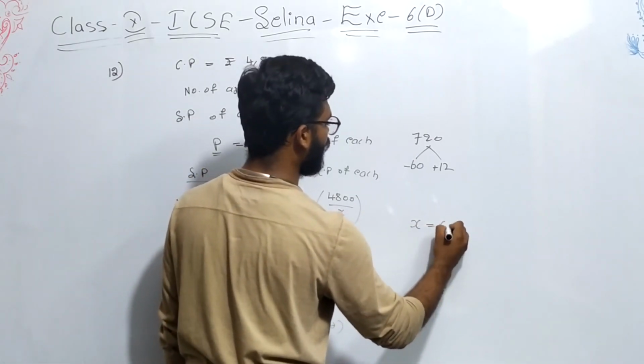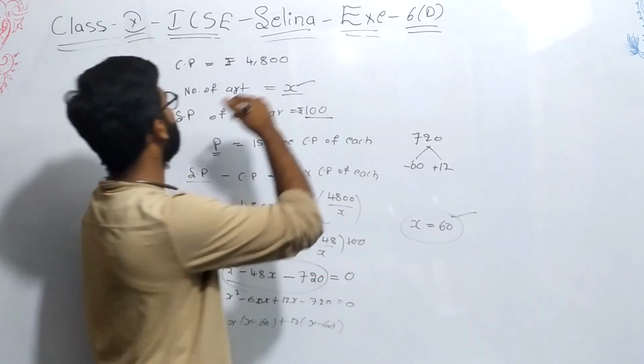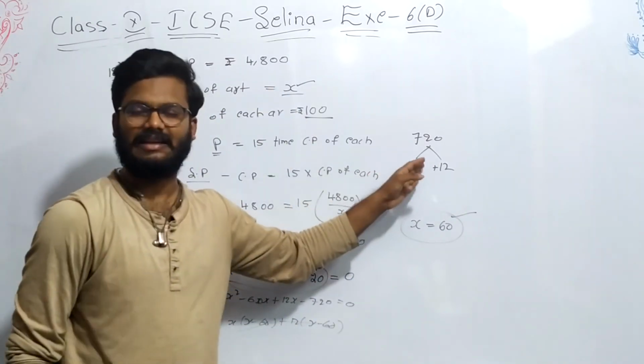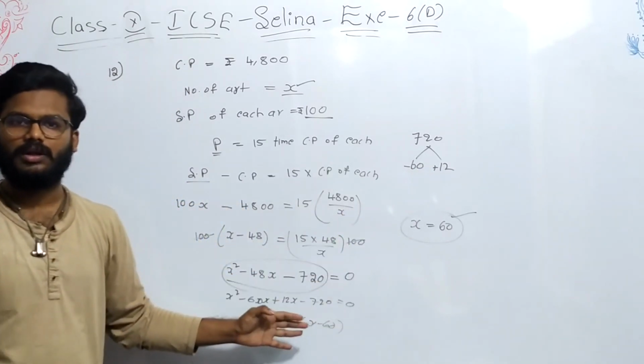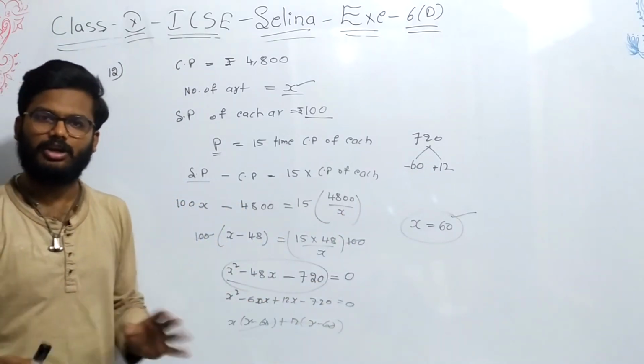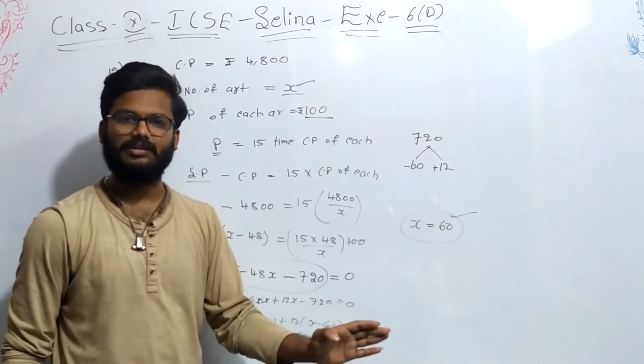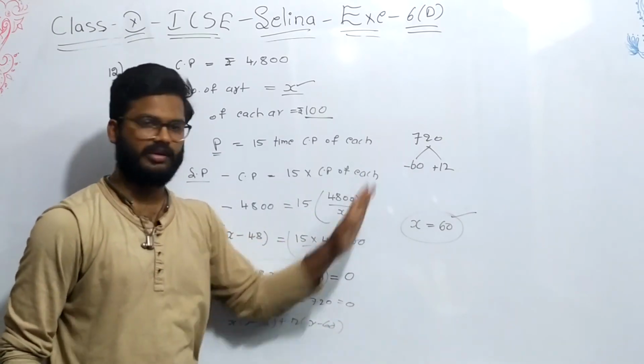So x is equal to 60. There are 60 articles. See, I am writing the factors directly as I did before. If you don't know the factors, better to use the formula. Don't forget this. So please go for the formula if you don't know the factors directly.